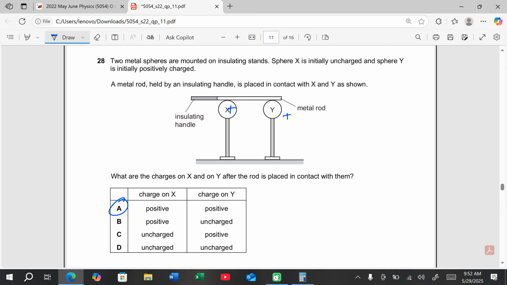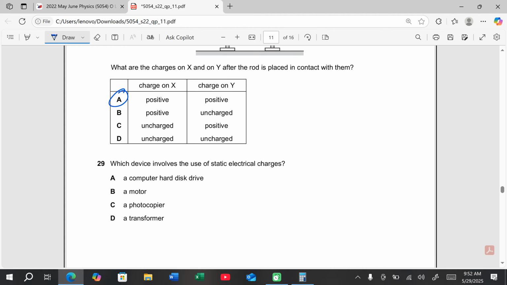Induction only occurs when you do it from a distance. If you would have kept a distance from the Y, and you should not have attached this metal rod, this would have become negatively charged on one end, and positive charge would have gone to this end, and then through earth this would have been removed and it would have become negatively charged.